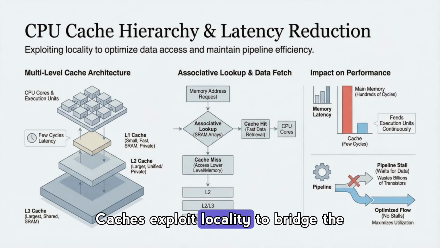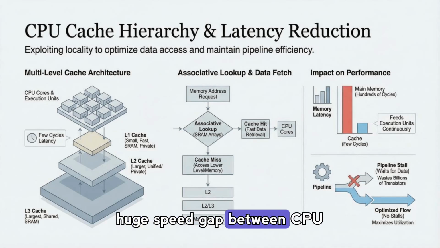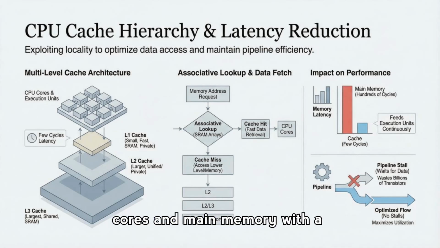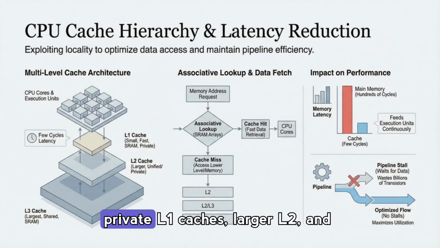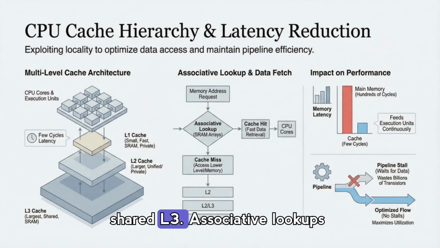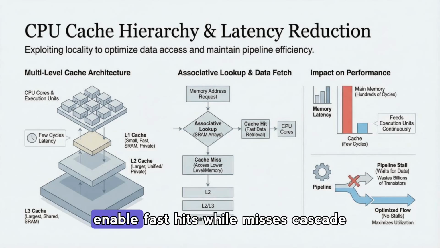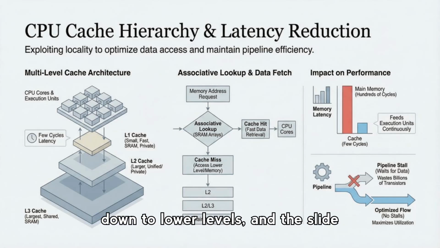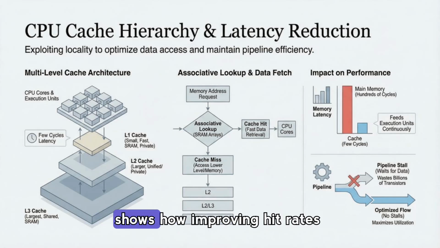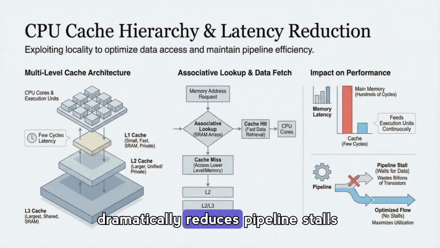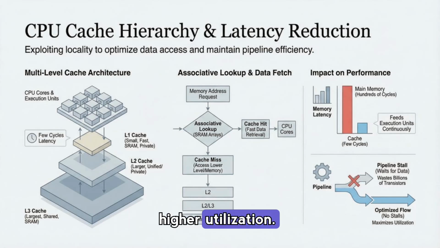Caches exploit locality to bridge the huge speed gap between CPU cores and main memory with a multi-level hierarchy. Small, fast, private L1 caches, larger L2, and shared L3. Associative lookups enable fast hits while misses cascade down to lower levels, and the slide shows how improving hit rates dramatically reduces pipeline stalls and keeps execution units fed for higher utilization.